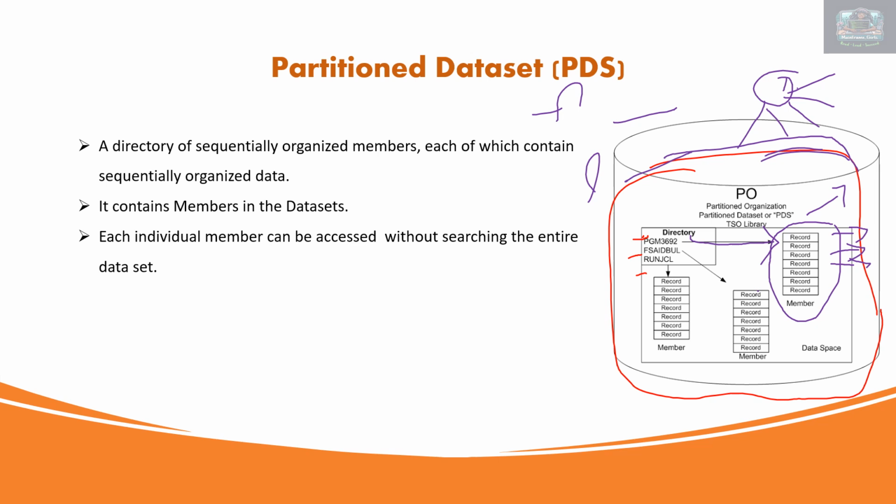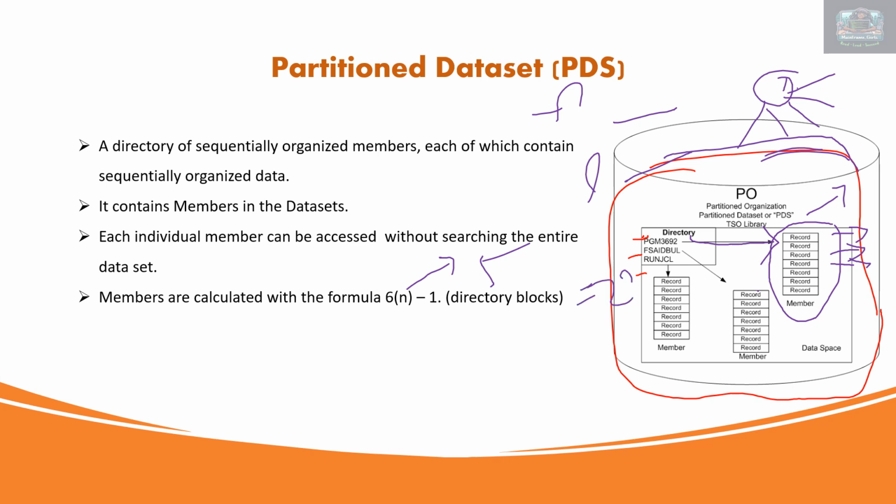So how many members can you create in one PDS file? You can create them by a formula called 6n minus 1. Here n is the number of directory blocks. Suppose n equals 5, you will be creating 6 fives, 30, minus 1. It's 29 members.